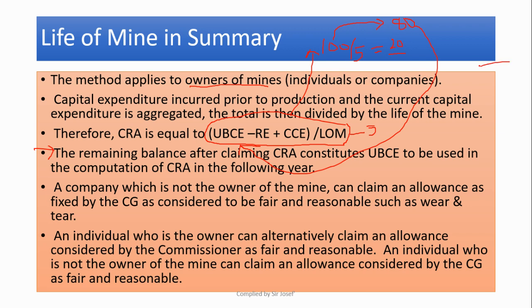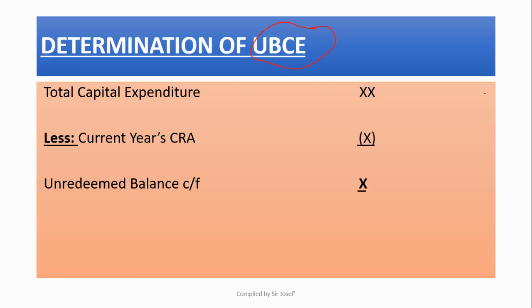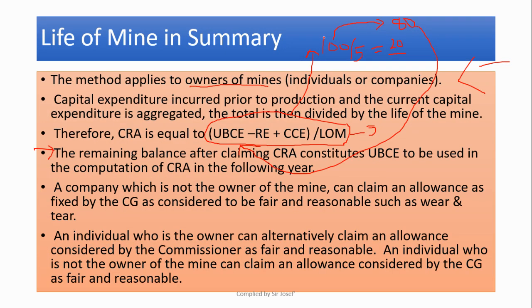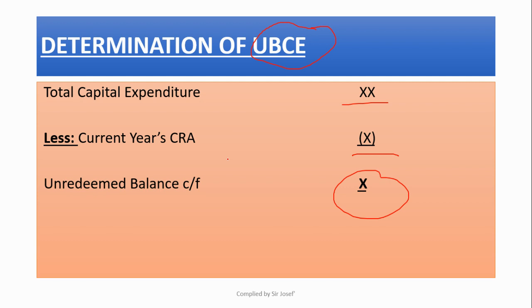This is the thing that I was explaining here. We say capital expenditure minus CRA for the current year, then the difference will be the unredeemed balance of capital expenditure. So here our capital expenditure was 100 and our CRA was 20, and we ended up having 80, and we say the 80 will be our UBCE for the next year.